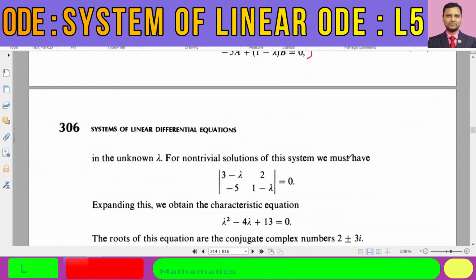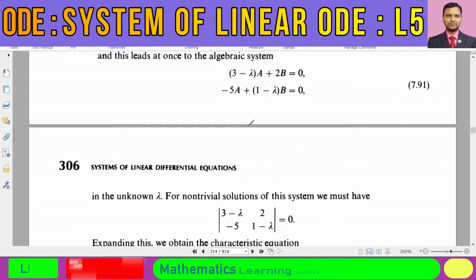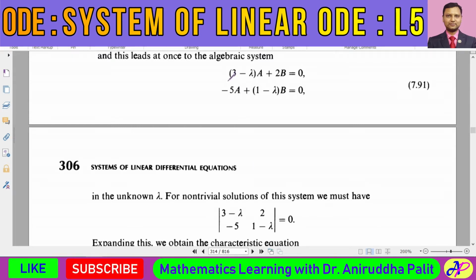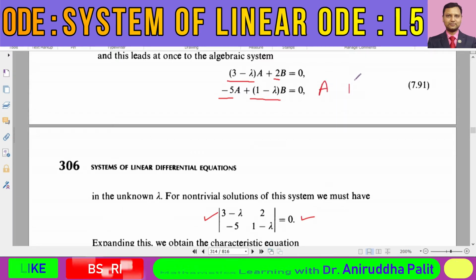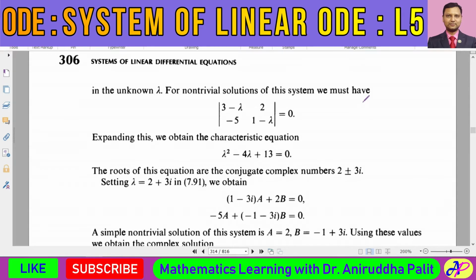And now if we eliminate these two unknown quantities, capital A and capital B, then we will get a determinant. How to construct this determinant? These coefficients 3 minus lambda, then this 2, then this minus 5, and this 1 minus lambda. All these four coefficients will construct this determinant. And this determinant should be equal to 0 when we eliminate these two unknown quantities, capital A and capital B.